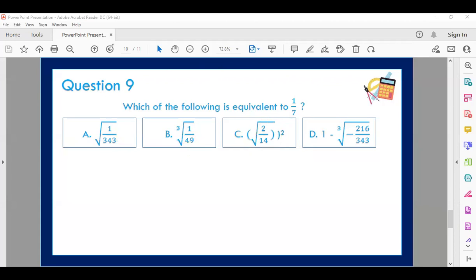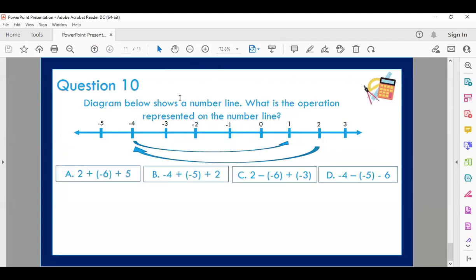And finally, number 10. This diagram shows a number line. What is the operation represented on the number line? Look at the start. Where is it starting? The number is starting here. From here, it goes all the way back to -4. It reaches -4. And from -4, it comes back and finally ends at 1. This is the number's progression.